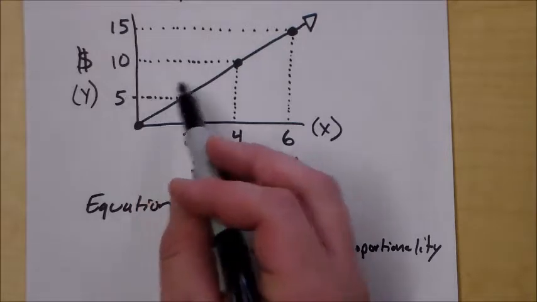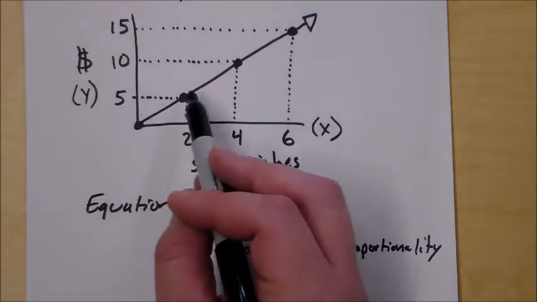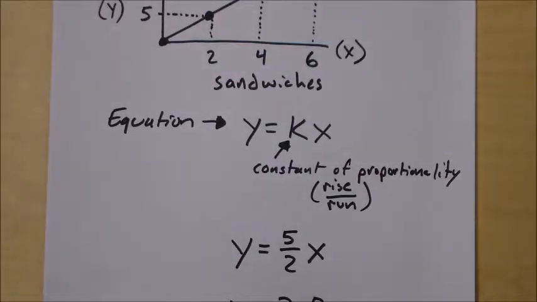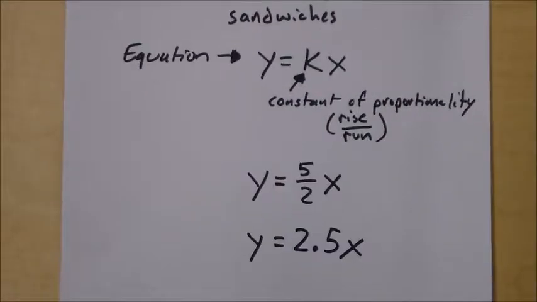Well, you go up 5 over 2. So you go up 5 and over 2. You rise 5 and you run 2. 5 divided by 2 is also known as 2.5, so the equation is y equals 2.5x.